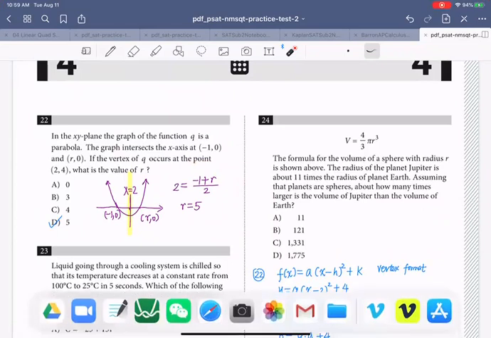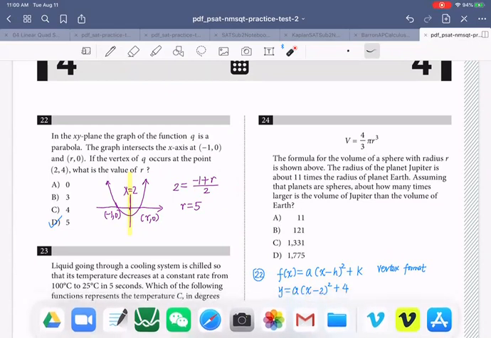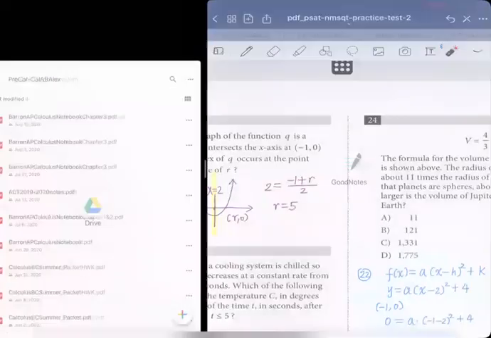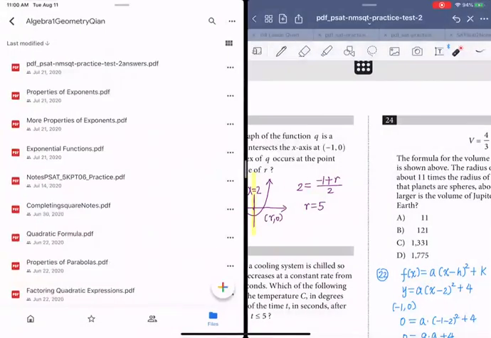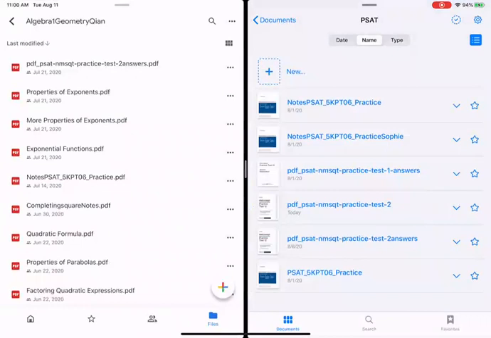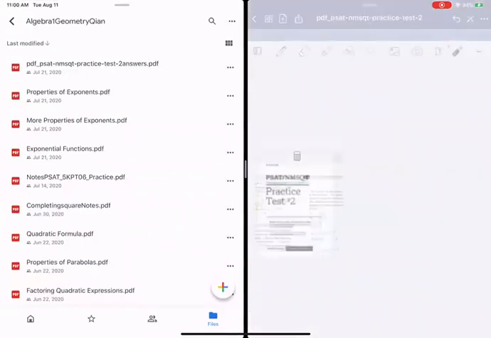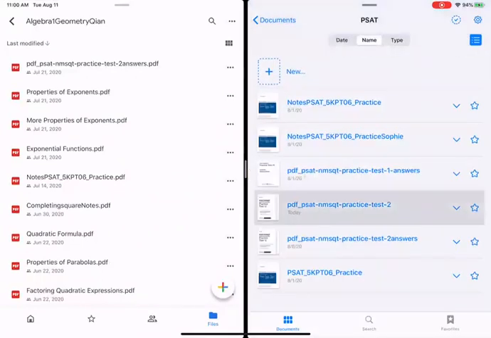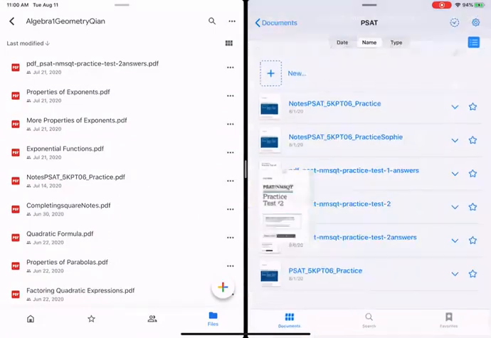Okay. So next class, we will continue teaching this one. And I'm going to also upload this to your folder. So you can practice this test, including the solutions.